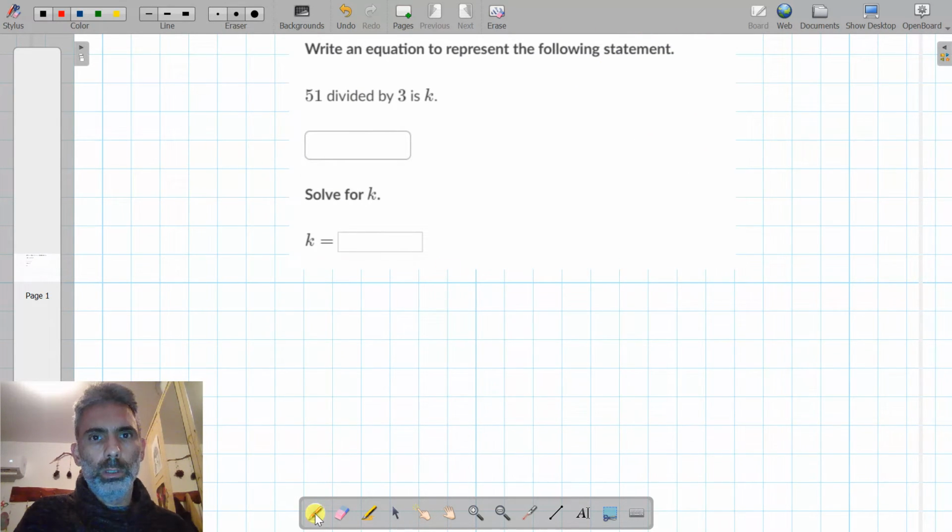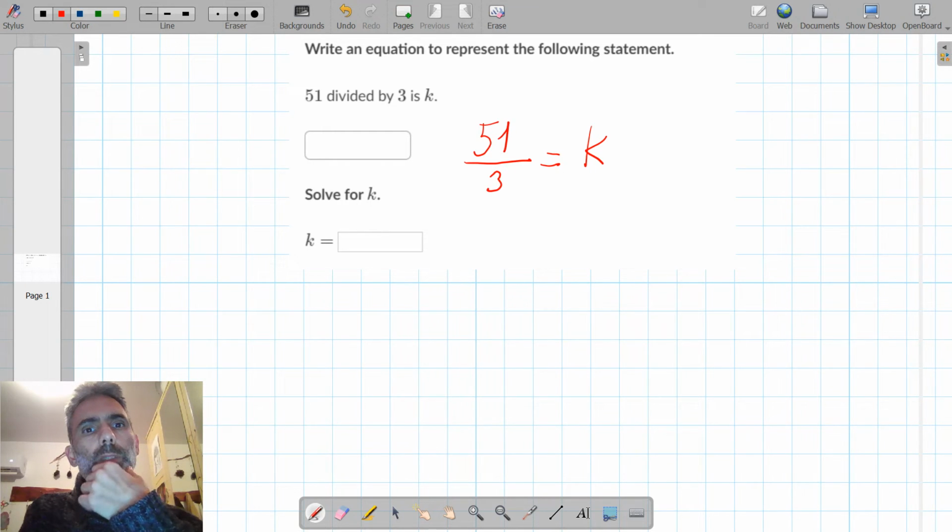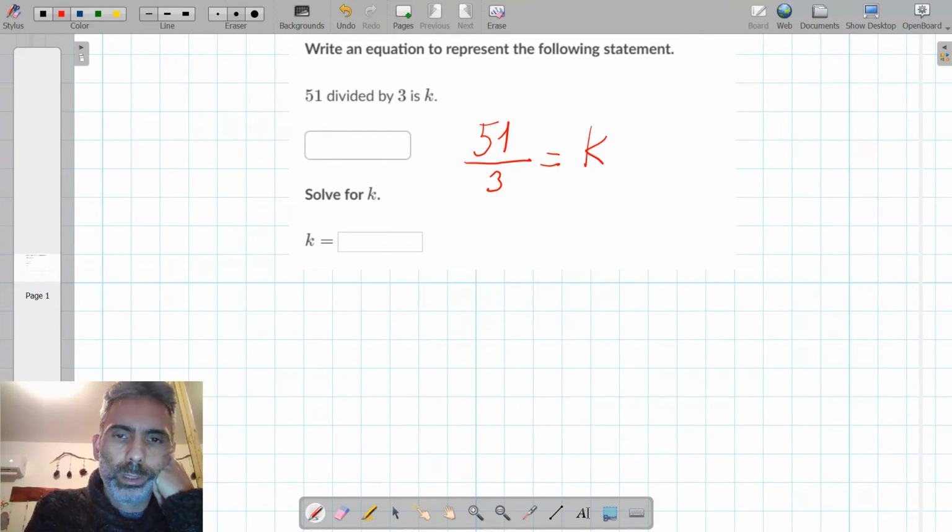Write an equation to represent the following statement. 51 divided by 3 is k. Okay, so 51 divided by 3 equals k. Now to solve for k, we just need to divide the 51 by 3. So 51 divided by 3.